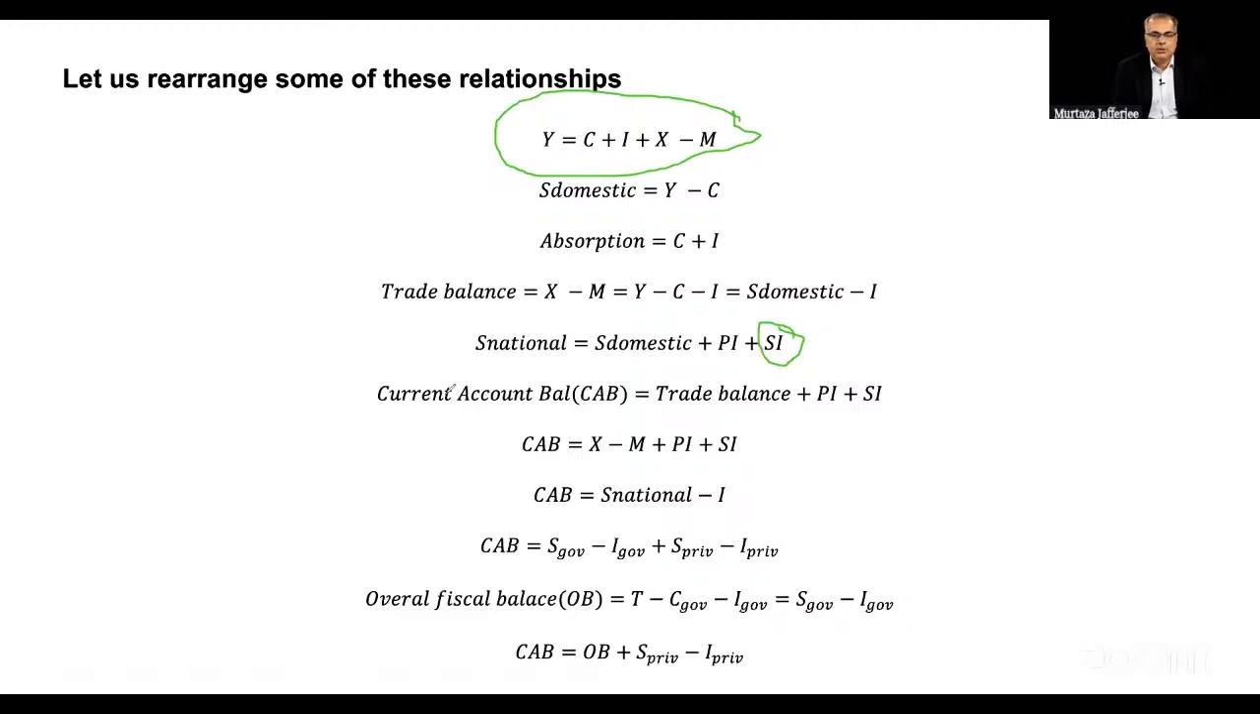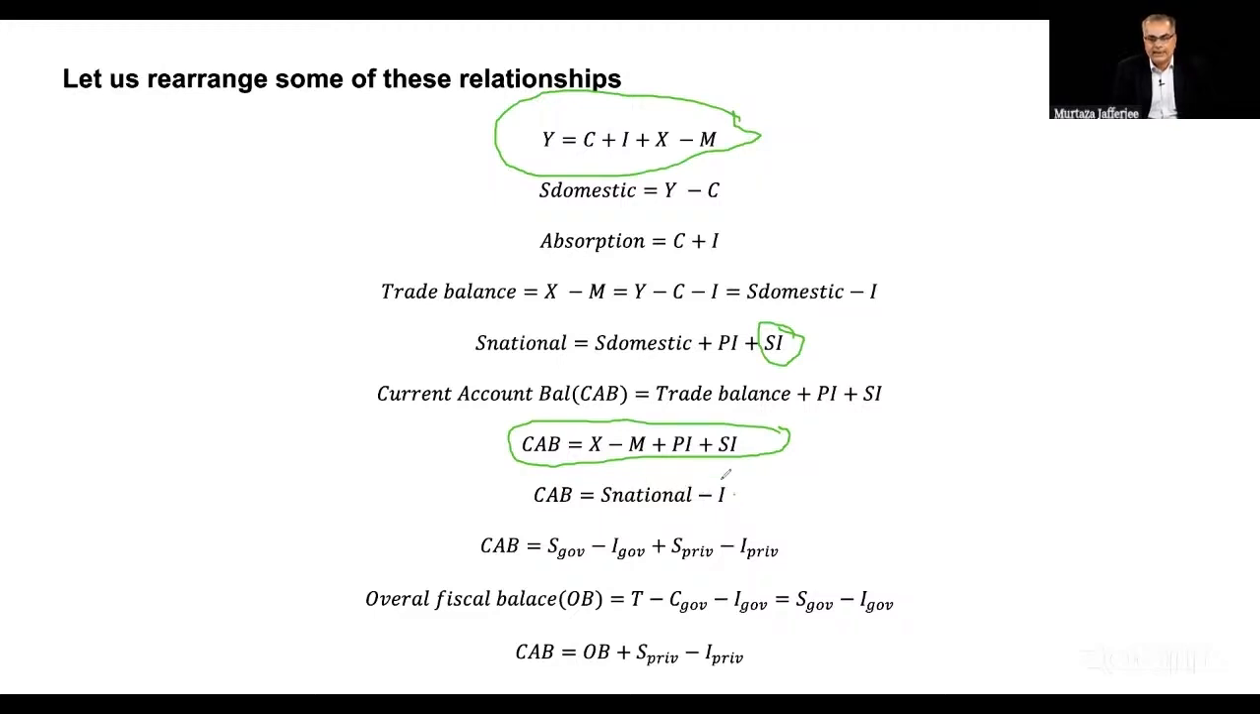And the concept of this current account balance, which is what drives balance of payments issues, is this trade balance, which is X minus M plus primary income plus secondary income. And mathematically, it is written like this. So what a current account balance is, is a savings investment gap. And the savings is at the national level. So the current account balance is the savings investment gap.